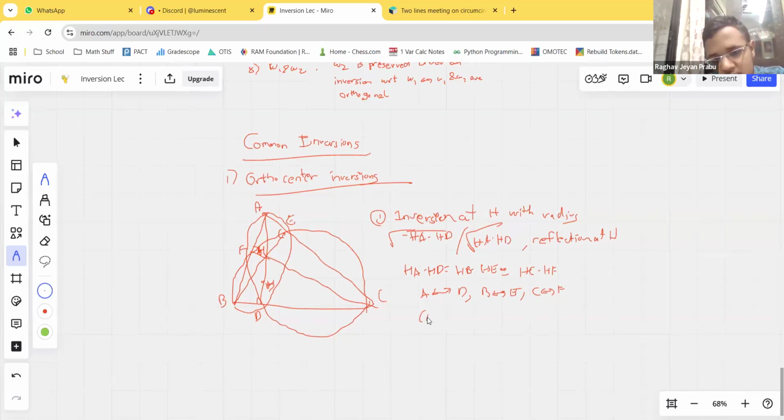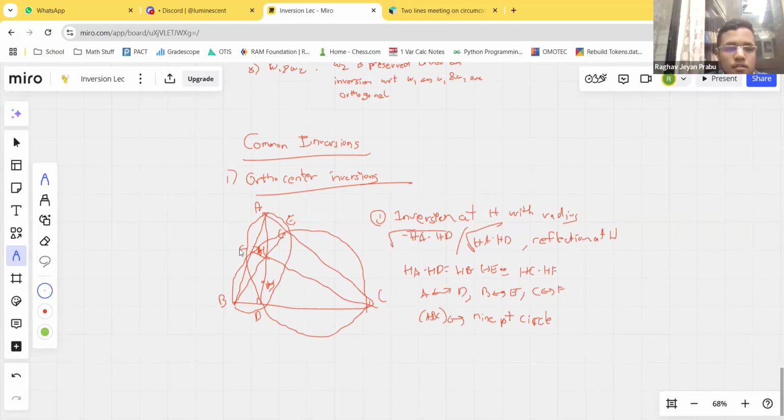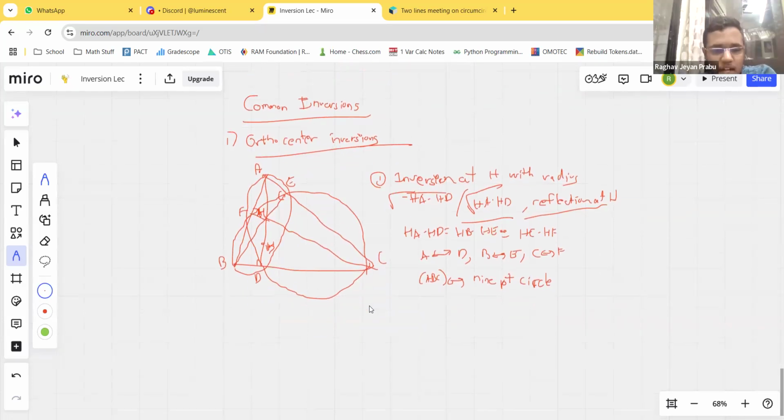So what does this do? This essentially maps ABC to the nine-point circle, right? Sorry, we are mapping from A to D with respect to which circle? You invert at H with radius root HA times root HD, and then you reflect at H. Is it clear? Okay. Good.